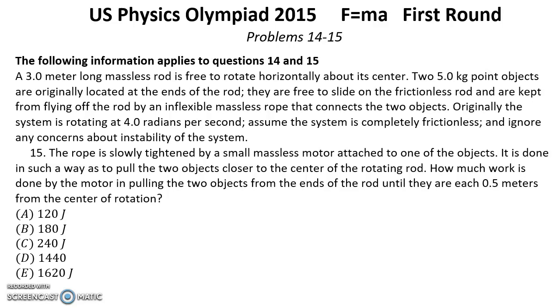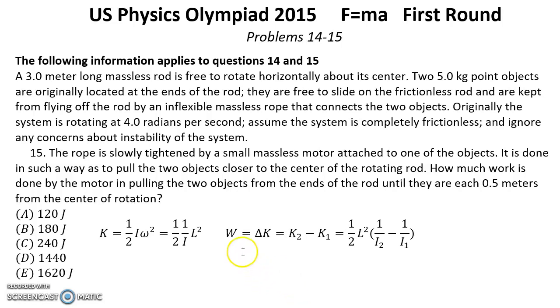Solution. Here we can represent kinetic energy using the formula K equals 1/2 I omega squared, or this way, 1/2 times 1 over I multiplied by L squared, where L is angular momentum, which in our case is conserved. So now we can count what is the work done by the motor. That's equal to the kinetic energy difference between the final and the initial position, which is this one.